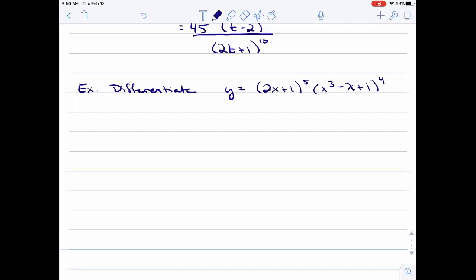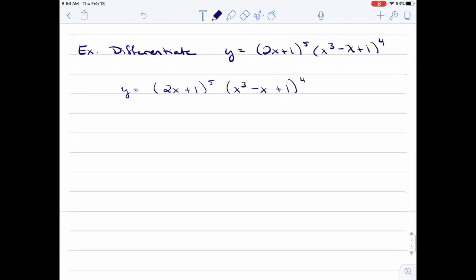So if we start dissecting this thing, we've got y. I'll just rewrite it here. 2x plus 1 to the power of 5 times x to the 3 minus x plus 1 to the power of 4.